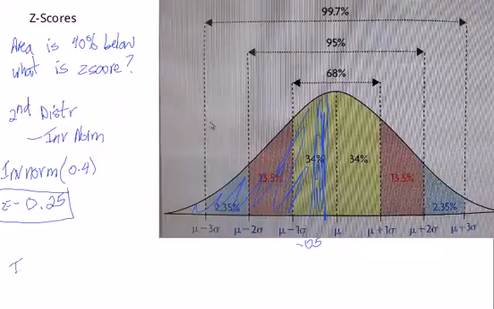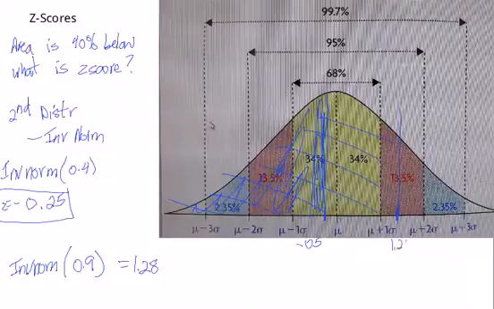So if we put in inverse norm of 0.9, what that's going to do is it'll give us 90% of the graph to the left, which will be pretty high z-score. So we get a z-score of 1.28, so that means right about there. So we have 90% of our graph is below that 1.28 line.